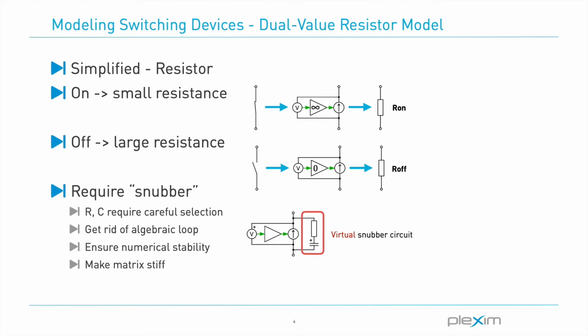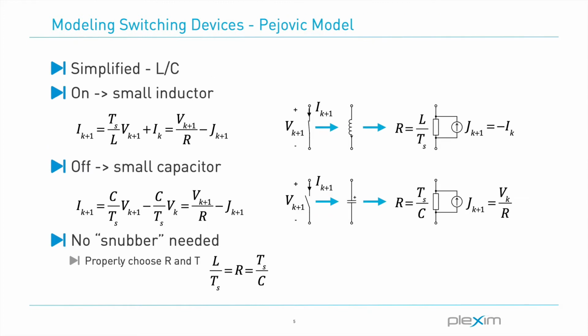That means we need the series connection of a resistor and a capacitor in order to be able to implement this model in a simulation software. And this virtual snubber circuit really does not reflect any physical behavior of the switch. Now there's another approach, which is the Pejovic model, where the switch is replaced by an inductor in the on state and a capacitor in the off state of the switch.